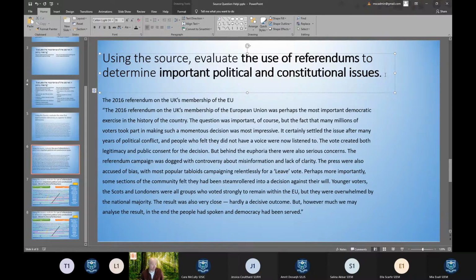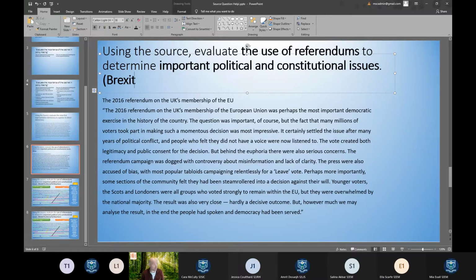Okay, so in my head now, I might start to think, well, what are important political and constitutional issues? We're going to be talking about things here such as Brexit. We're going to be talking about things like Scottish independence. I'm just trying to get into my head that I understand the question. So note, I'm not looking at the source yet. I'm just trying to understand the question.